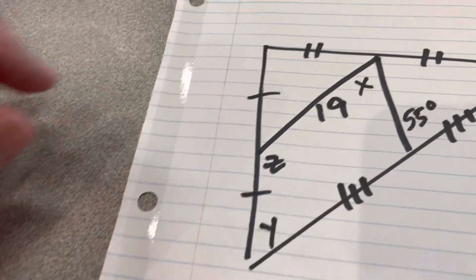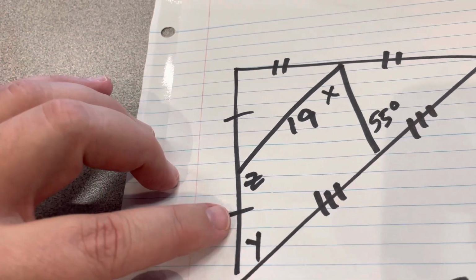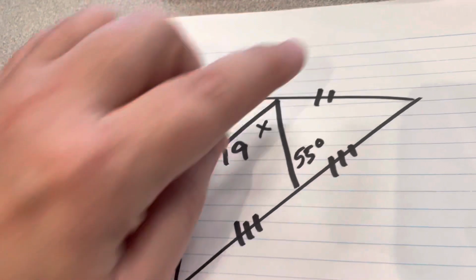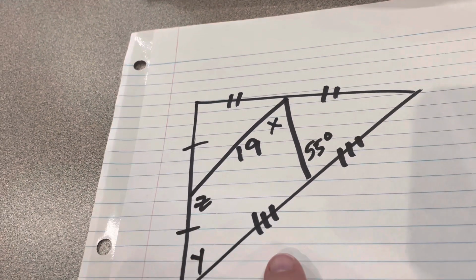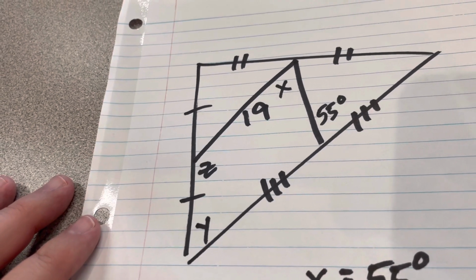And the idea is that, regardless of what the picture looks like, when you have these markings here, it says this side is congruent to that side, and this is congruent to that, and this is congruent to that. This is a triangle that's connected in its mid-segments.